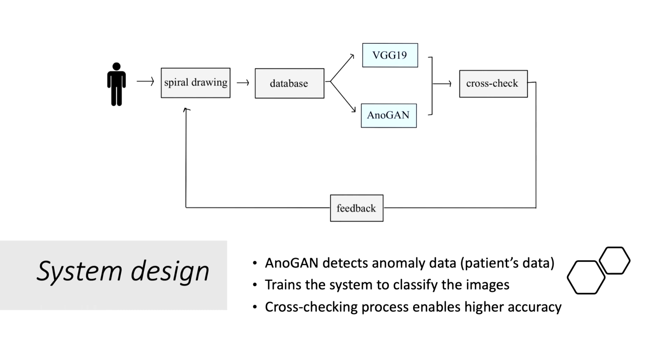Once the spiral drawings are accumulated in the database, VGG19 and Anugen are used. When the patient's dataset is not large enough, Anugen detects the anomaly data or the patient's data through normal datasets and along with VGG19 trains the system to classify the images. After cross-checking and feedback has occurred, the algorithm can successfully differentiate between the spiral drawings of healthy people and PD patients. This cross-checking process enables a higher accuracy despite the small amount of PD patients' data available in the status quo. Therefore, this algorithm can allow clinics and hospitals to diagnose their patients in a more accurate and efficient way.